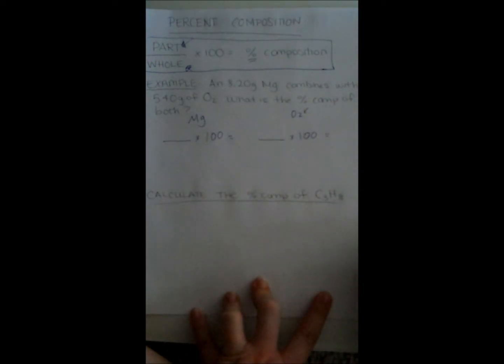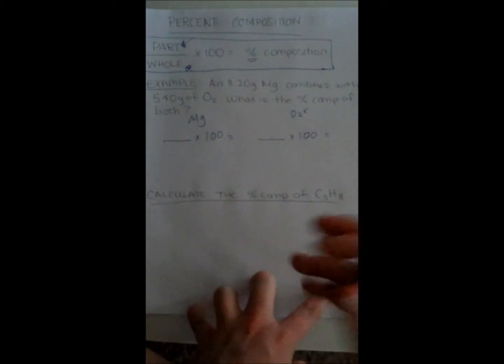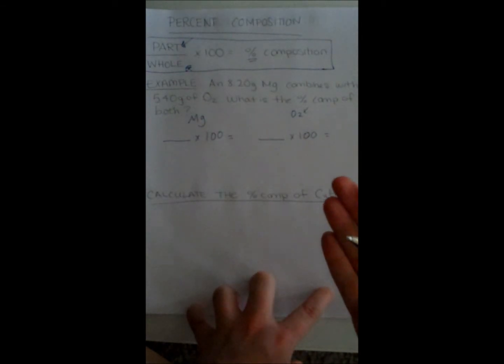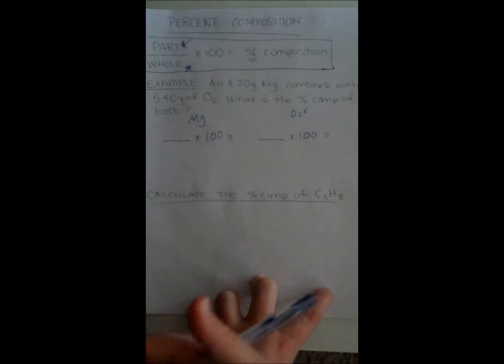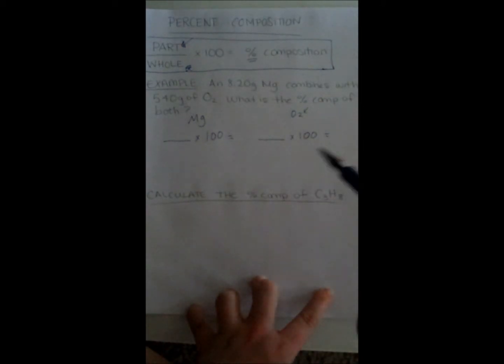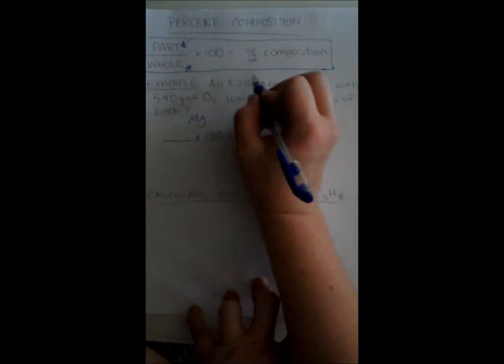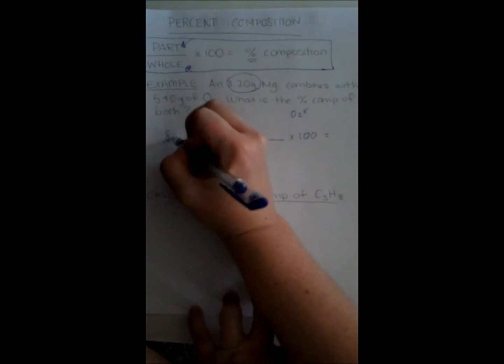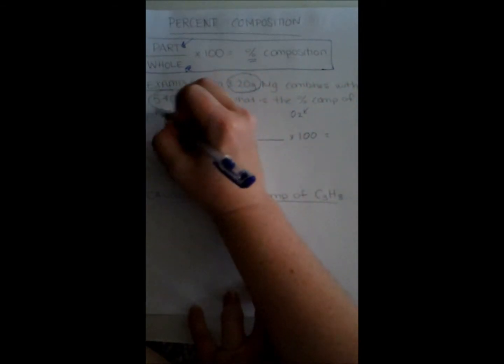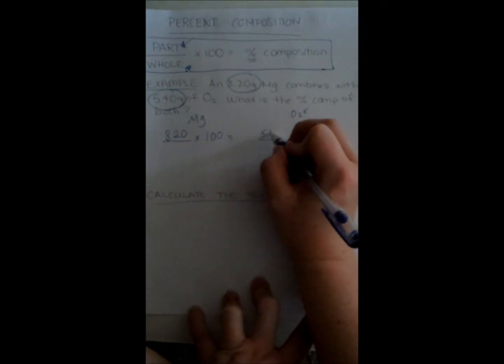Notice that it's O2 and not just O, because O2 is a diatomic in our Brinkelhoff series, so it's never going to be by itself. So we're still going to represent it as O2 because we know better than that. It won't affect our number because we're doing part by whole. So Mg's part is 8.20 and oxygen's part is 5.40.